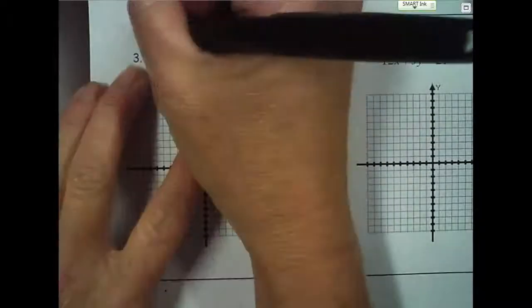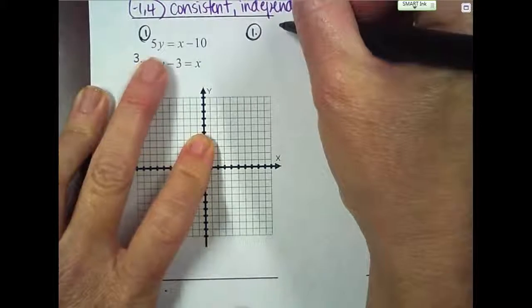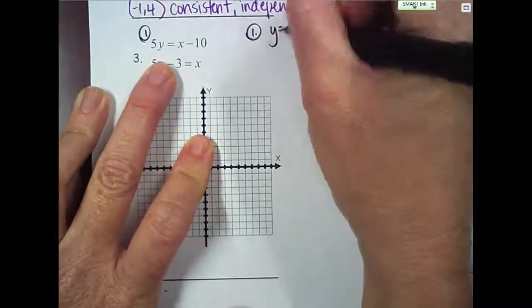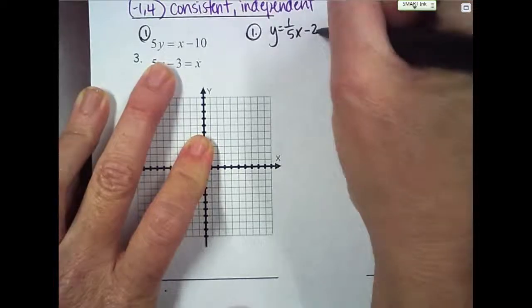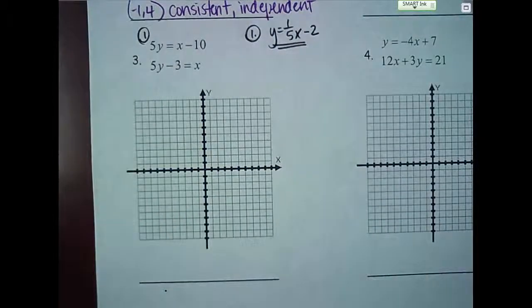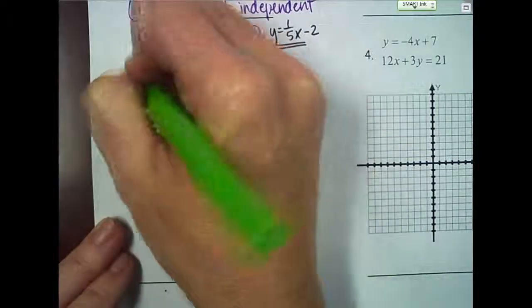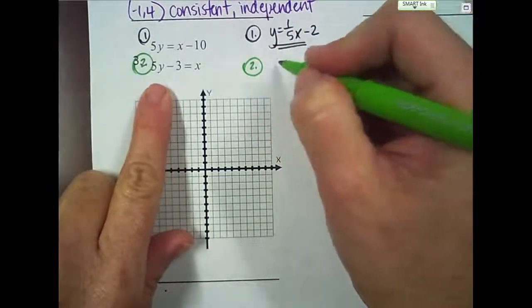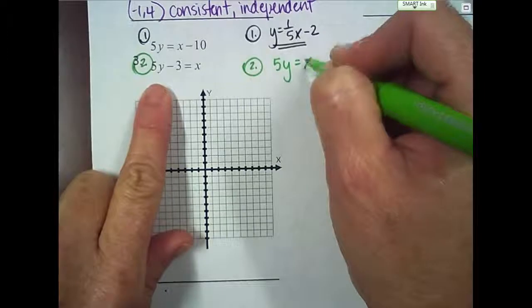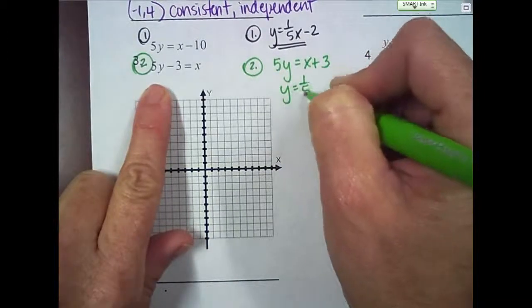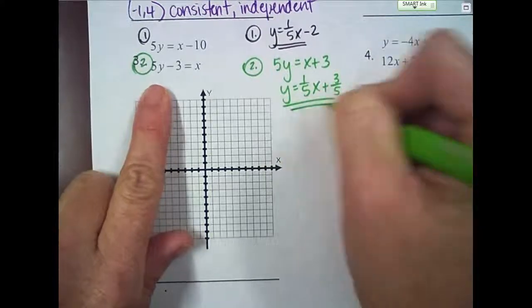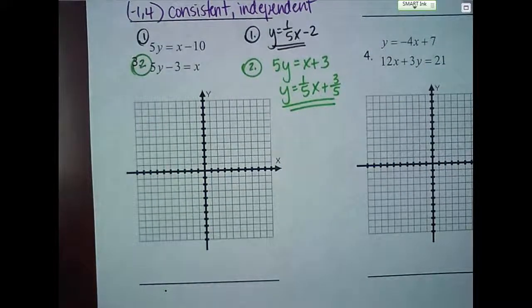Okay. Number 1, we're going to solve it, which is going to make us take y equals 1/5 x minus 2. Right? I just divided everything by 5. Go to line 2. This time I'm going to move my 3 over, and then divide everything by 5. Graph both lines. Now, please.